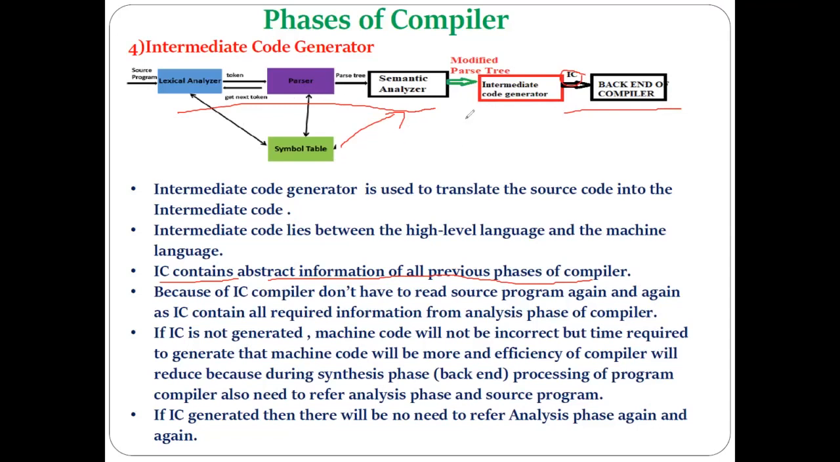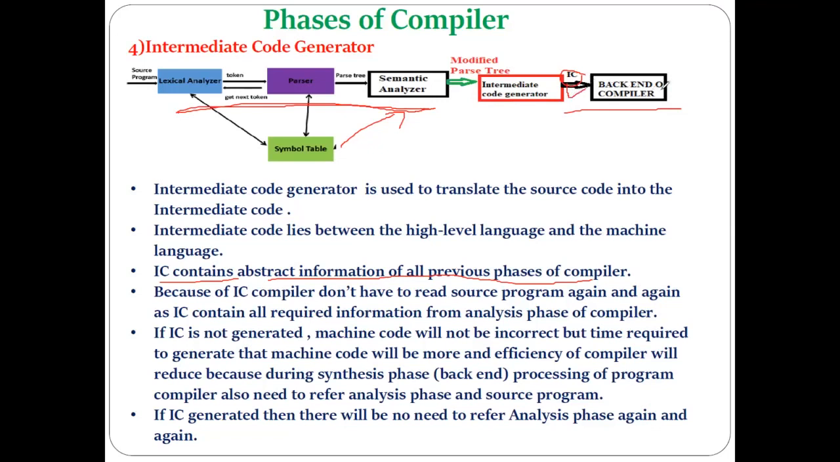Now, if the intermediate code is not generated, then in the backend, when the compiler is generating the machine code or doing the code optimization, it has to again and again process these three phases. It has to process the source code again and again in the lexical, syntax, and semantic analysis. But if the intermediate code is generated, then the compiler doesn't have to process the source code again and again. There is no need to read the source program again and again if the intermediate code is generated.